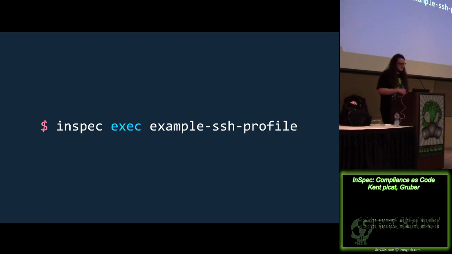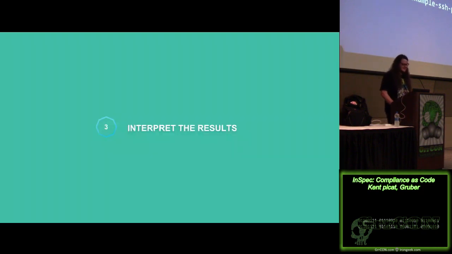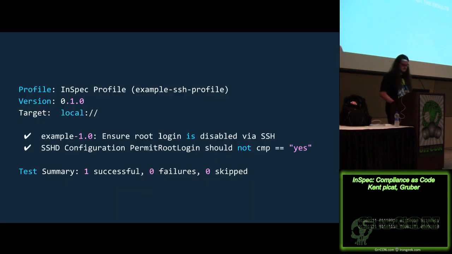So we could do inspec exec and then the path to the file, so this example SSH profile. You could optionally add an .rb to maybe help with Vim syntax coloring or something. But we have the test, we ran the test, what are the results that we got? Because this becomes very important, right?